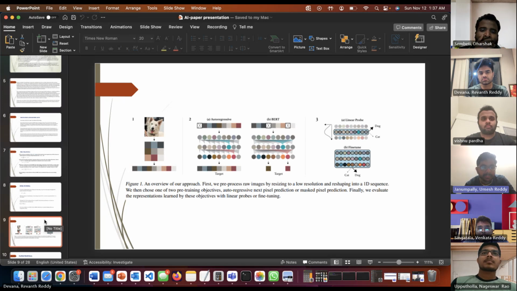These pictures, we can see the pictures here, which is an overview of our approach. We first pre-process the raw images by resizing to a low resolution and also reshaping into a one-dimensional sequence. We then choose one of two pre-training objectives, which are auto-regressive and also masked pixel prediction. Finally, we evaluate the representation learned by these objectives with linear probing or fine-tuning. So moving on to the next slide.